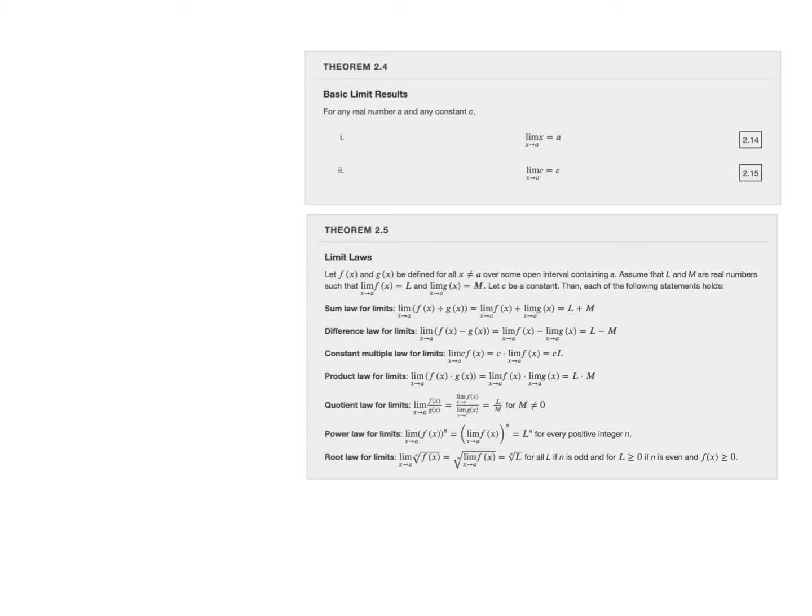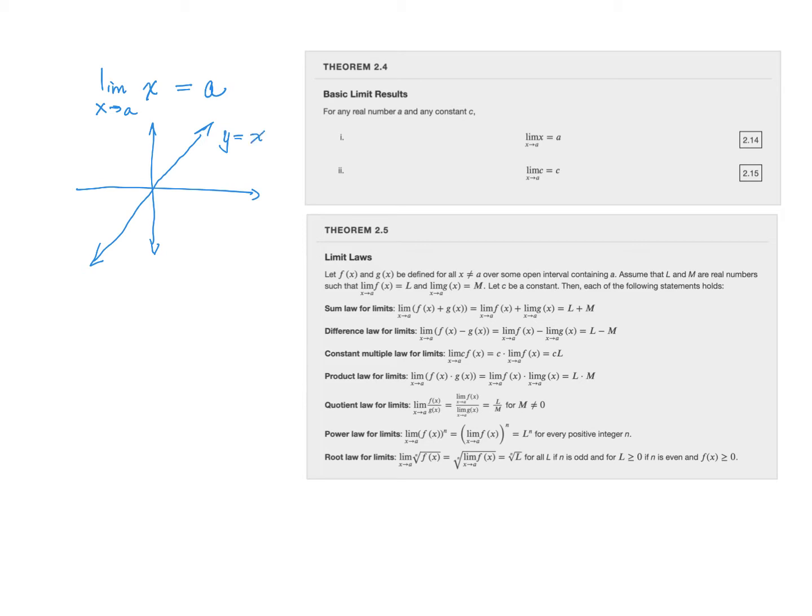The first one says that if you're taking the limit as x approaches a of the function x, you're going to get a. Think about what this picture looks like. Here we have our axes, our y-axis and our x-axis. And remember, the function f of x equals x is just the diagonal line that goes through the origin. This is the line y equals x, so the y value is always the same as the x value.